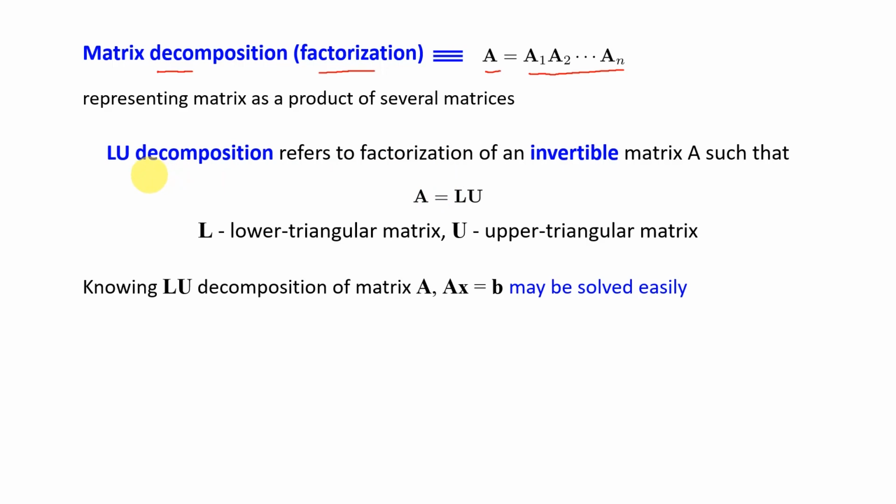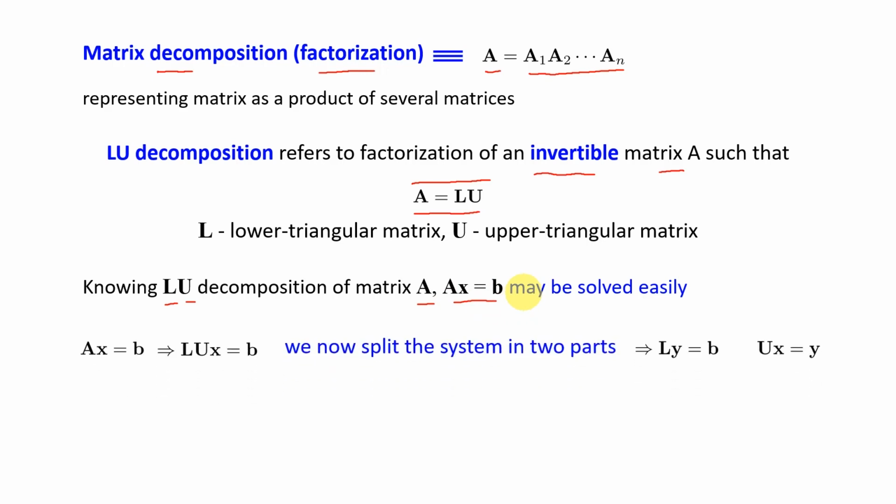Now, LU decomposition is a process through which we take a non-singular matrix A and we break it down into a lower and upper triangular matrix. If we know the lower and upper triangular matrix corresponding to a matrix A, then solution of this problem Ax equal to b will be very easy. Why? Let us just see.